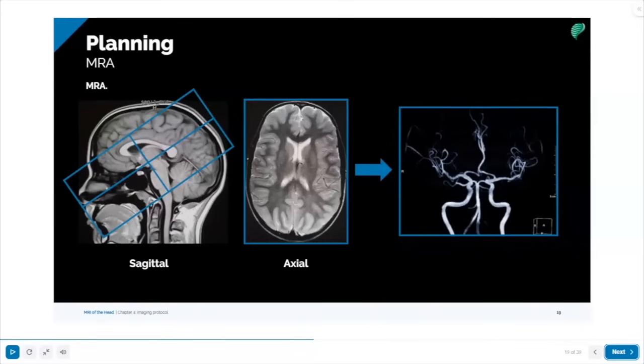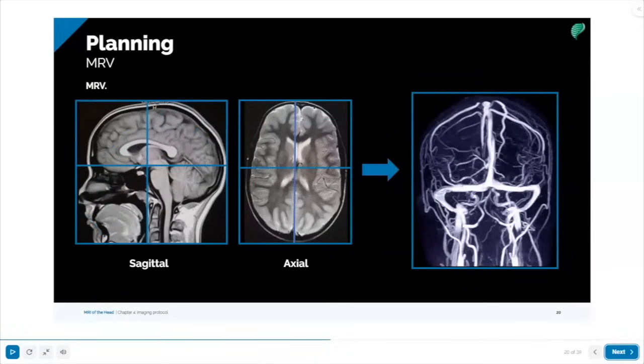Planning should include thin slices, typically 1 to 2 millimeters, without gaps to achieve high resolution images of the vascular structures. A common field of view for an MRI of the brain is approximately 200 to 220 millimeters. Saturation bands help to avoid unnecessary flow artifacts. For example, when performing an MRA of the brain, we want to avoid venous flow. Therefore, a saturation band is placed above our slice block in order to prevent that.